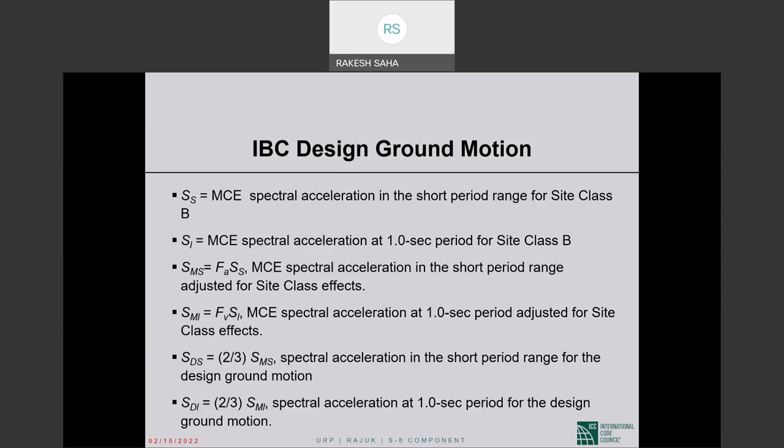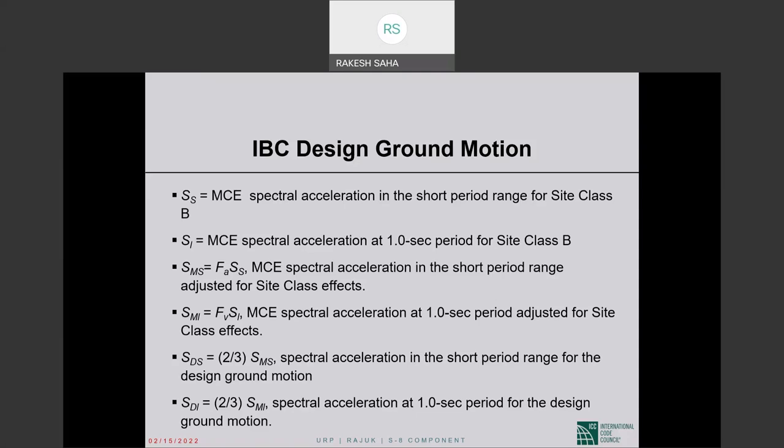We likewise multiply S sub 1 by F sub V, the velocity related acceleration site coefficient, obtaining S sub M1, soil modified long period ground motion parameter. Difference between S sub 1 and S sub M1 is S sub 1 is for site class B, S sub M1 is for your particular site class. Both are for maximum considered earthquake.